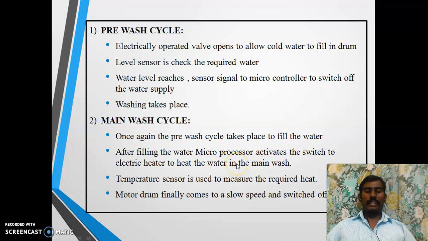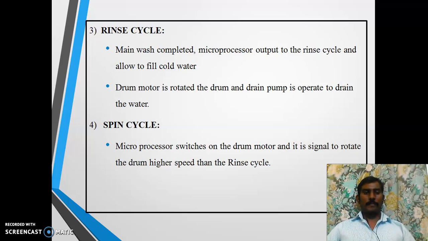In the main wash, the electrical heating will be activated to heat the water, so that during the main wash the wash is carried out in hot water. Then a temperature sensor is used to measure the required temperature. Once the main wash has been completed, the motor slows down and gets switched off. Then step 3, the rinse cycle.